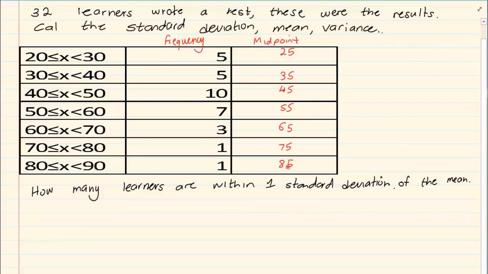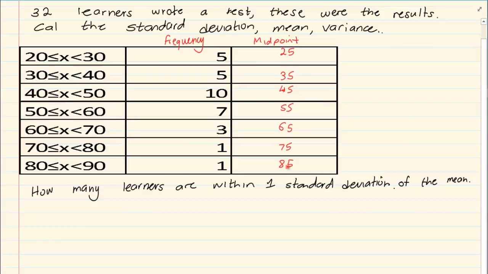Now the work is exactly the same on the calculator. You're going to press mode, number 2 for stats, number 1 for variance. But under X, you're not going to press 20 to 30, you're going to press 25. So we're going to go 25 equals, 35 equals, 45 equals, 55 equals, 65 equals, 75 equals, 85 equals.